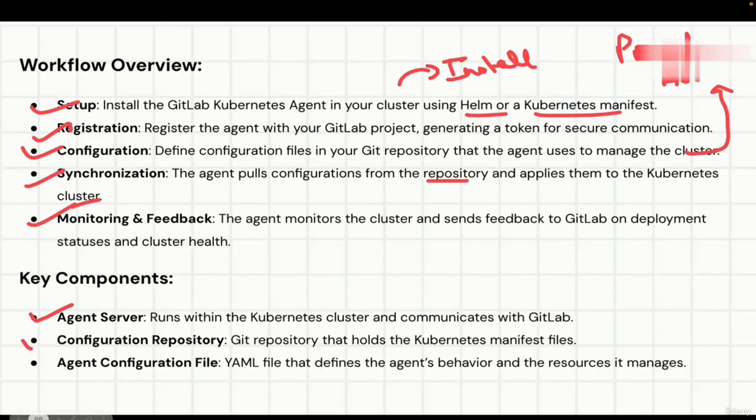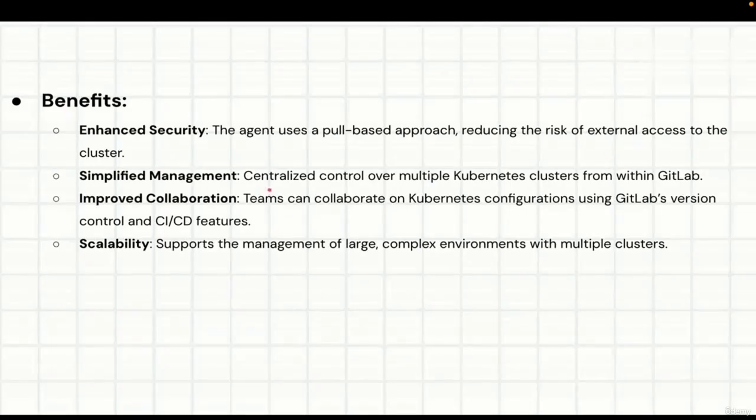Then the configuration repository, which specifies all the Kubernetes manifest files to be utilized and the project access. Then the agent configuration file that tells us the behavior of the agent and the resources it manages. All those functionalities are available in GitLab. It's a great functionality in which we provide secure communication without requiring the kubeconfig file directly. In the industry, it plays a huge role in getting things done in an easier and more secure way. The benefits of using the Kubernetes agent are many.